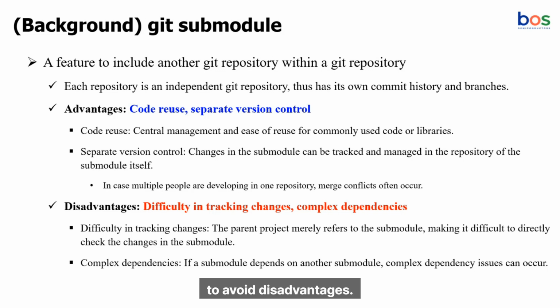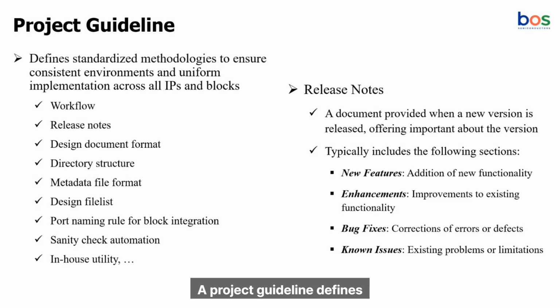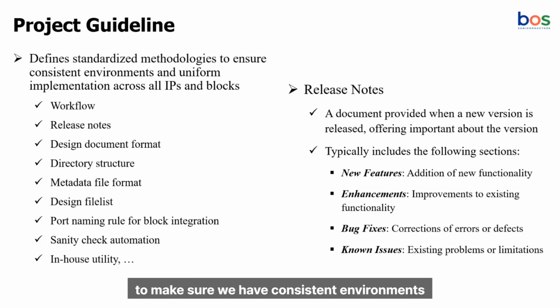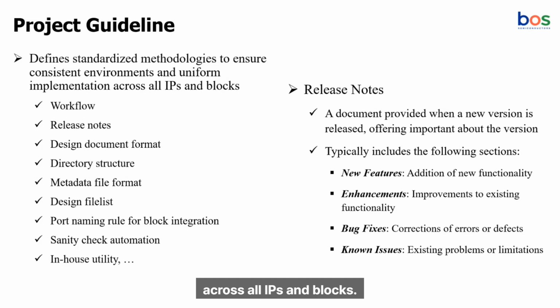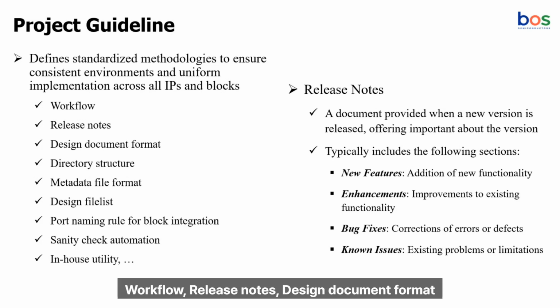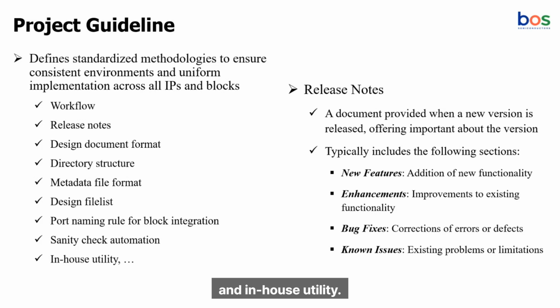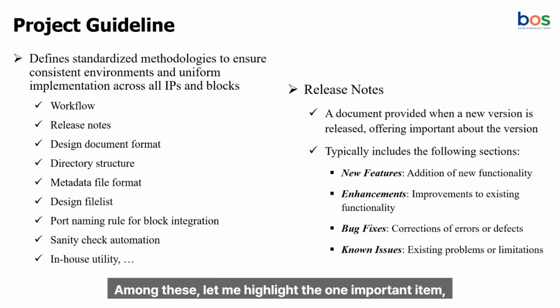Project guideline. A project guideline defines standard methodology to make sure we have a consistent environment and a uniform way of implementation across all IPs and blocks. The key contents of the guideline include workflow, release note, design document format, directory structure, metadata file format, design file list, port naming rule, lint check automation, and in-house utility. Among these, let me highlight one important item, the release note.